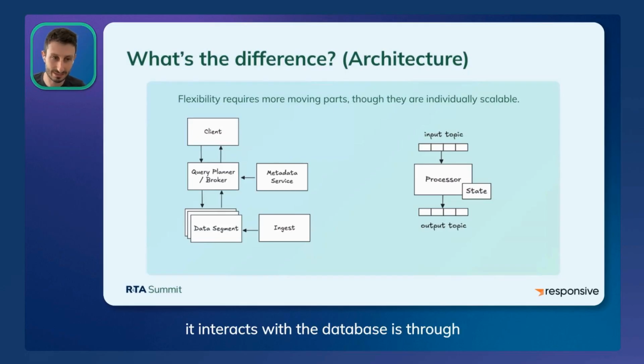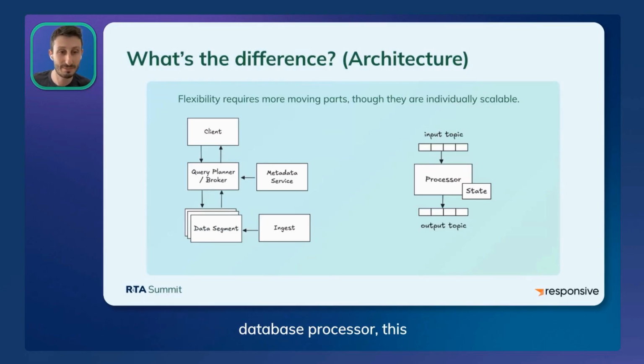But the way that it interacts with the database is through a centralized node that's usually called a query planner or a broker or something of the sort. Pinot has this kind of broker service. What this service does is it translates that SQL query into something that the database knows how to execute. Then the broker will delegate the actual execution of those tasks to what's often called a data segment or a searcher or a database processor.